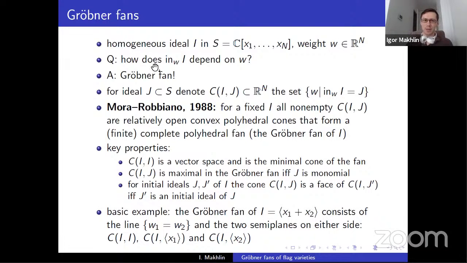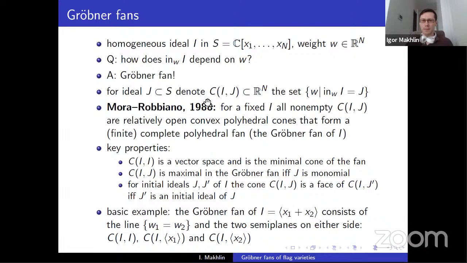So once again, we are in pretty much the same setting. We have an ideal. We again assume it to be homogeneous, and we have some real weight W. So we have this n-dimensional real space. For every weight in the real space, we have an initial ideal. And it is natural to ask ourselves how this initial ideal depends on the point in the real space. So how does the initial ideal depend on W? And the answer to this question is the Gröbner fan.